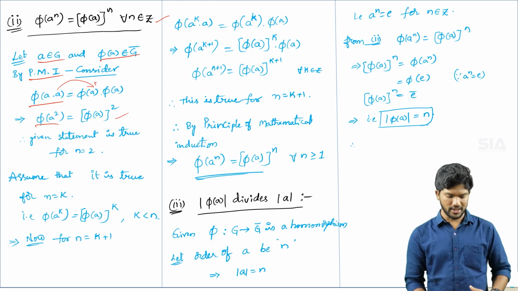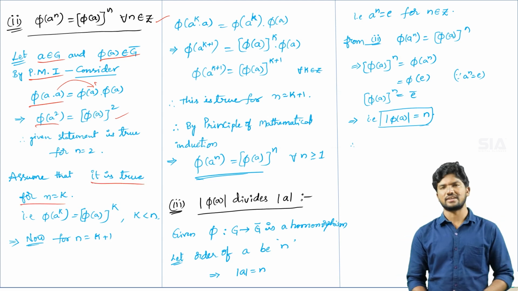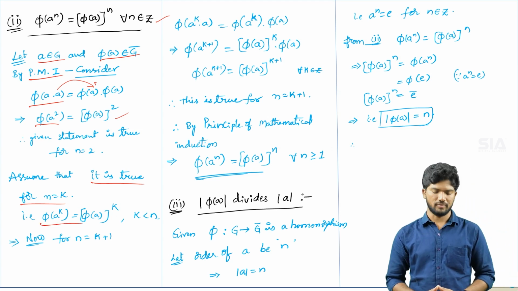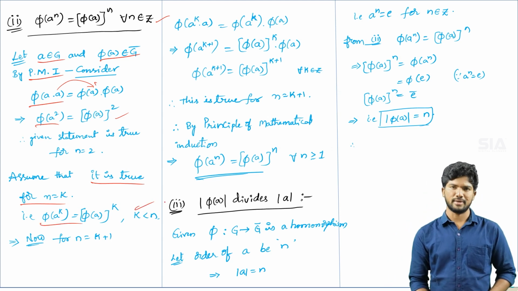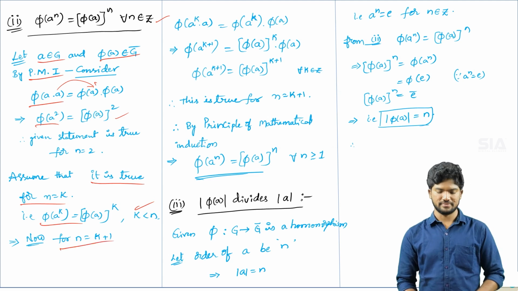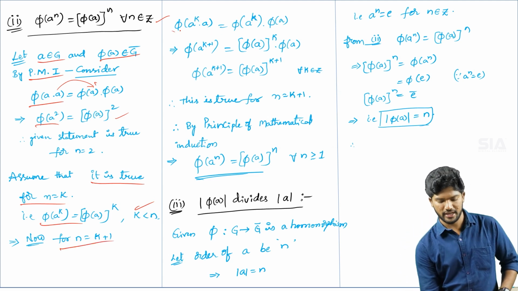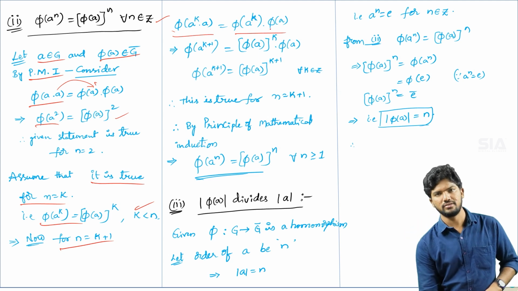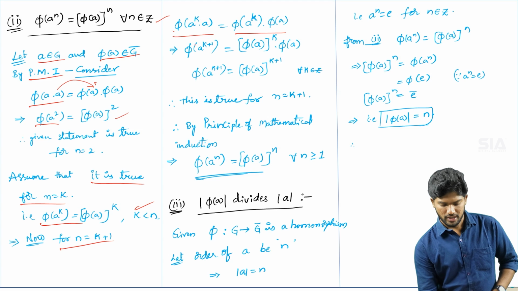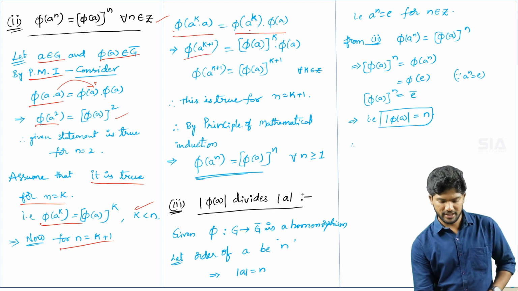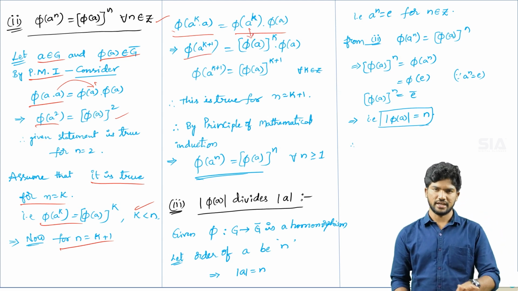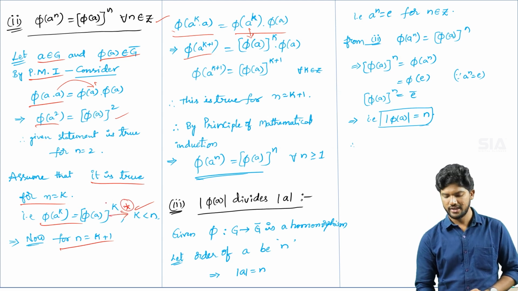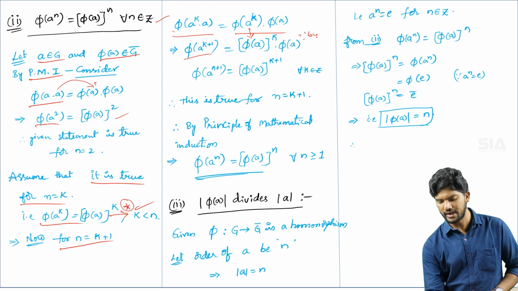Okay. Now assume that the given statement is true for n is equal to k. That is pi of a power k is equal to pi of a whole power k, where k is less than n. Now for n is equal to k plus 1, I am taking pi of a power k into a. According to the statement of the homomorphism, you can write pi of a power k into pi of a. Now this value you can write from the assumption part, or else you can take it as equation star. So by star you can write that value.